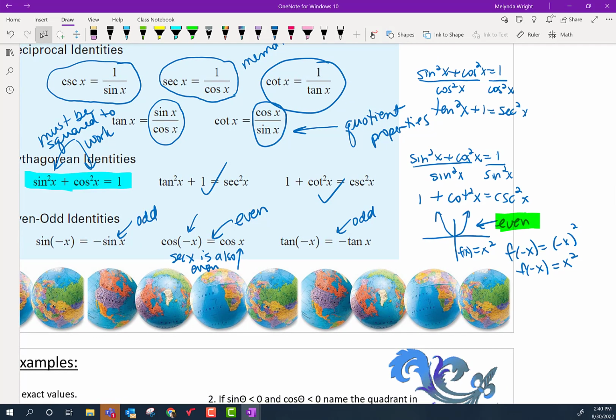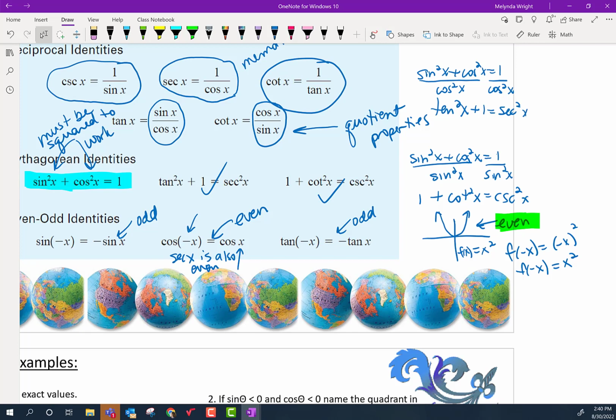Yes, ma'am? Are cotangent and cosecant, are they both odd? Yes, they're both odd. So we have 2 even trig functions and 4 odd. 2 even and 4 odd. The 2 even ones are cosine and secant. All the other 4 are odd.